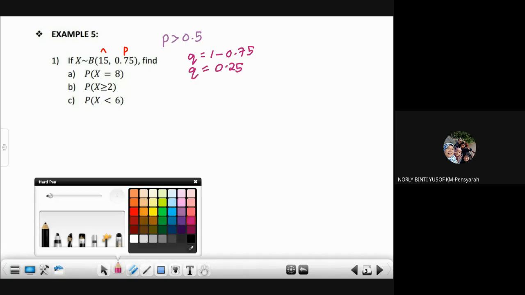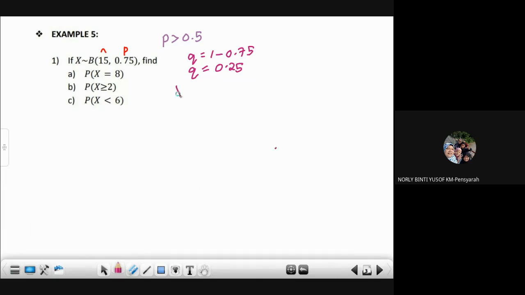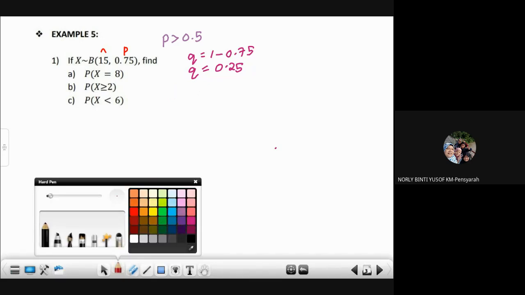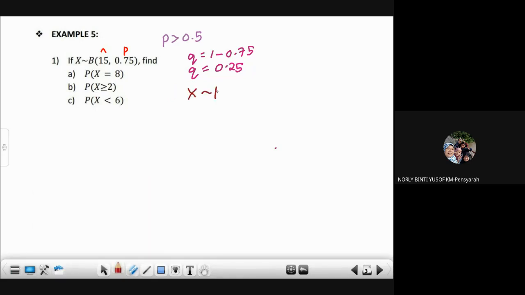So you akan change the distribution lah. Yang pertama changing distribution akan jadi X binomially distributed, N masih sama 15, cuma Q tu akan jadi 0.25. You tukar the distribution this one to this one. Okay. Itu yang pertama.